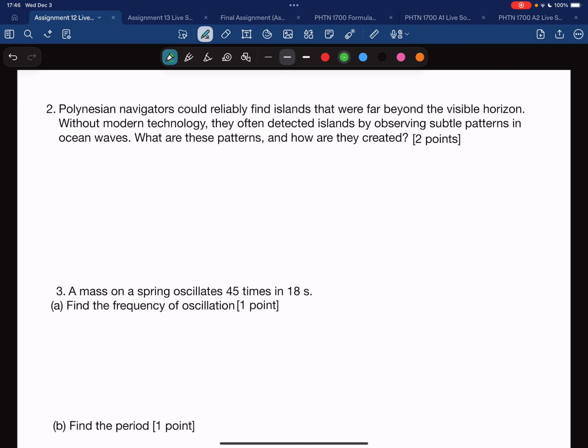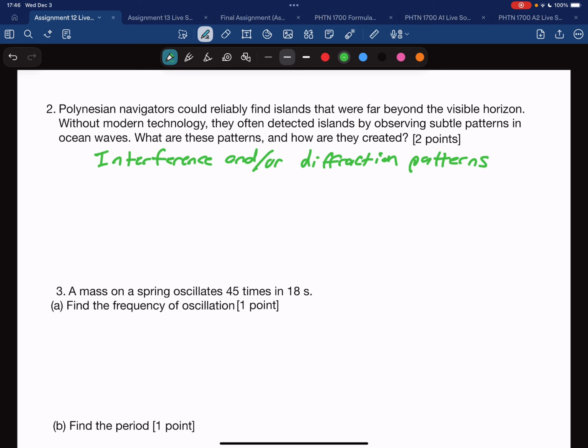These are interference and or, depending on the type of island or how many islands and how they're placed, interference and or diffraction patterns. So that was for one of the points.